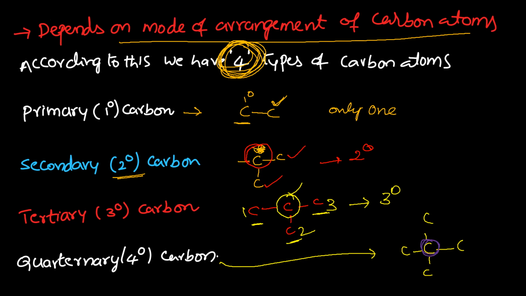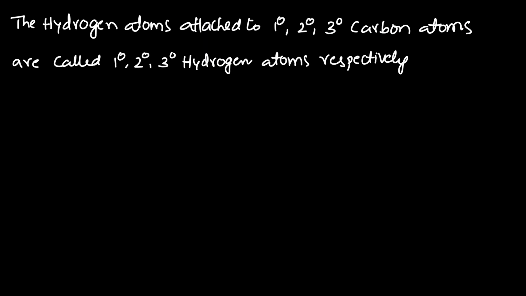For example, if we consider this carbon atom which is attached to four different carbon atoms, hence it is known as quaternary carbon atom. So here carbon atoms are four types: primary, secondary, tertiary, and quaternary. The primary is attached to only one carbon atom, the secondary is attached to two different carbon atoms, the tertiary is attached to three different carbon atoms, whereas quaternary is attached to four different carbon atoms.